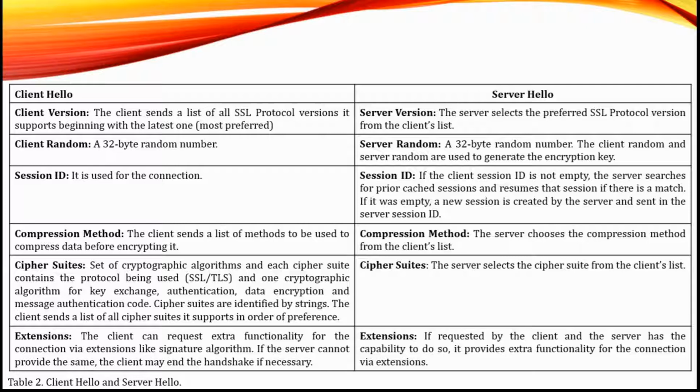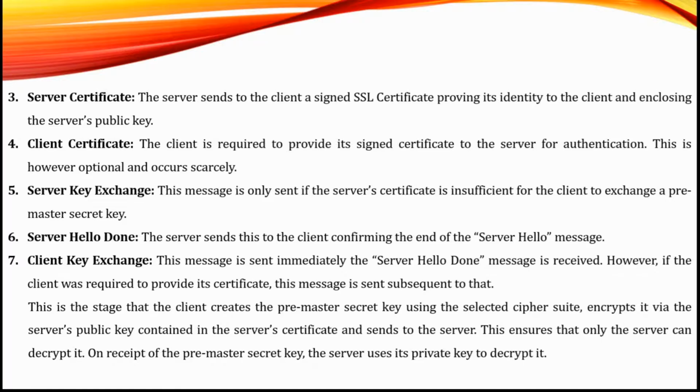Compression method: the server chooses the compression method from the client list. The server also selects a cipher suite from the client's list. And if requested and the server has the capability, it will provide the extra functionality for the connection via extensions. Then we have the server certificate, where the server sends to the client a signed SSL certificate proving its identity and enclosing its public key. The server may also require the client to provide its signed certificate, but this is optional and occurs scarcely.